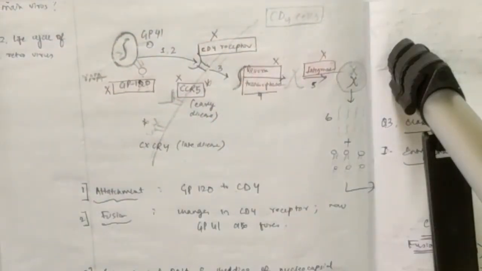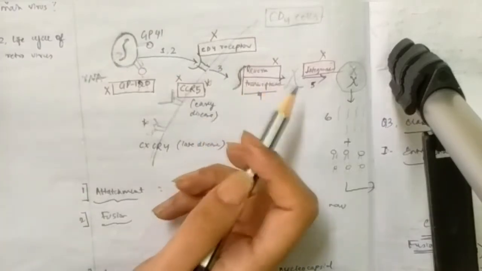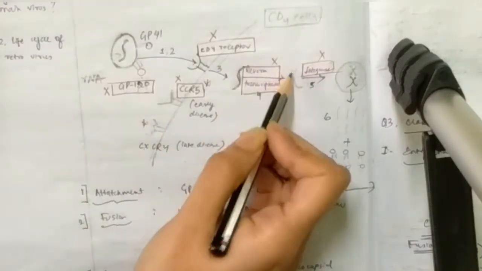Now, there is one enzyme which is called reverse transcriptase. What is normal transcription? DNA to mRNA. What is reverse transcription? RNA to DNA. So this reverse transcriptase will cause the single-stranded RNA to become a DNA molecule. This is the DNA molecule.